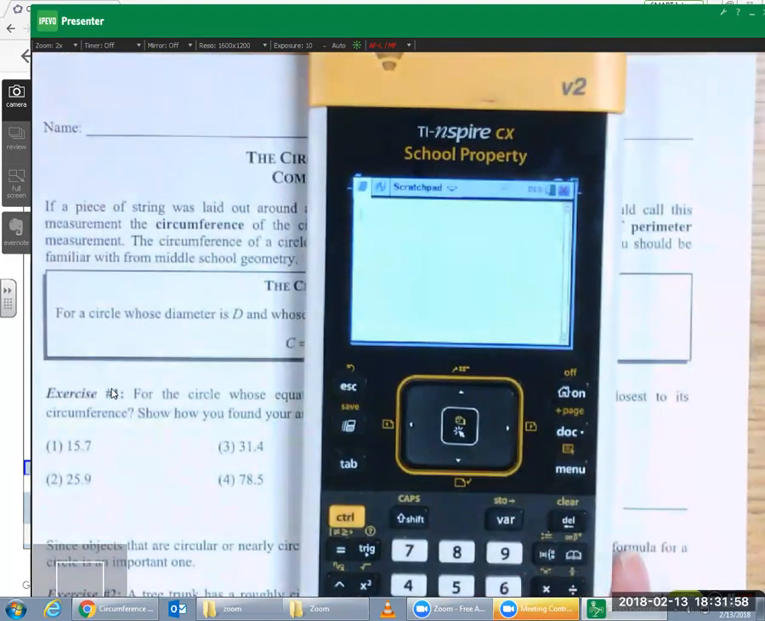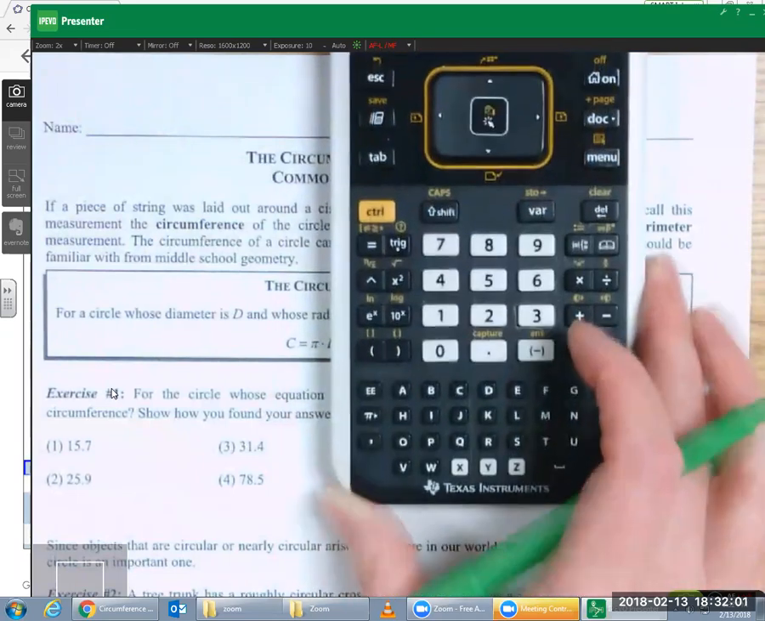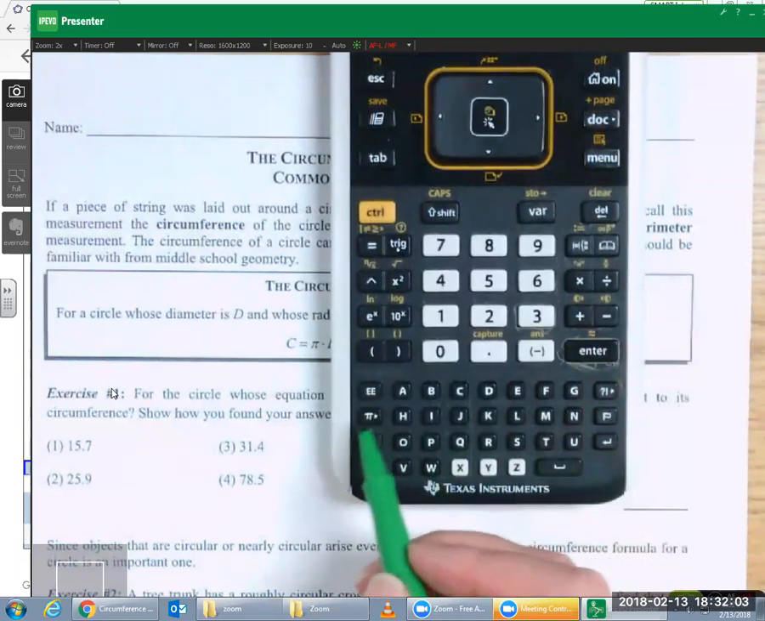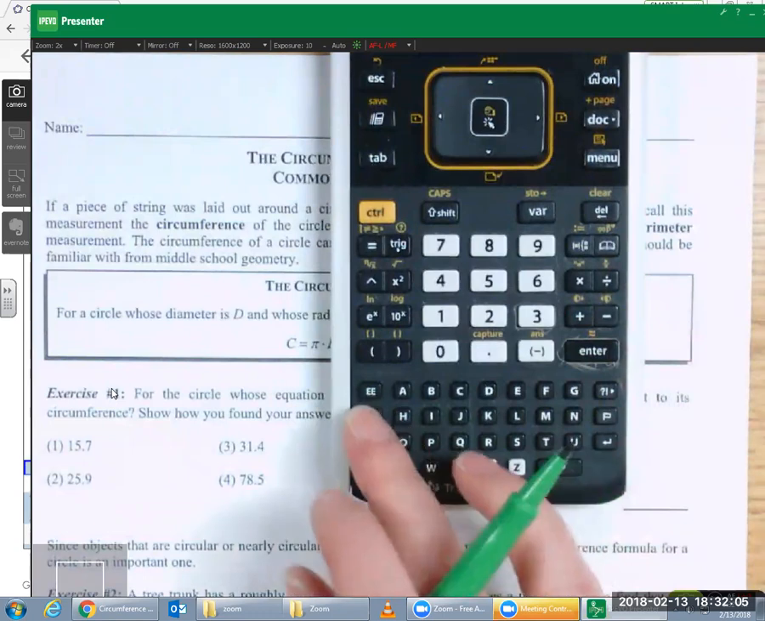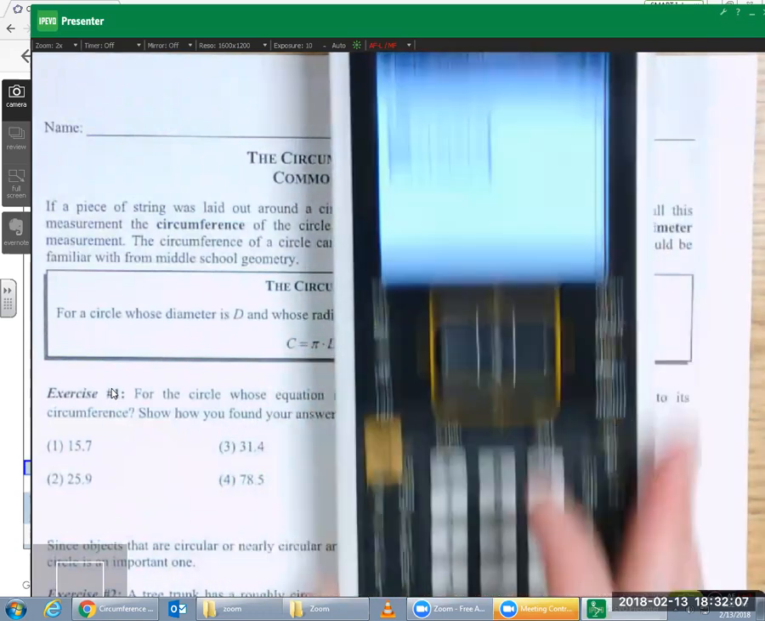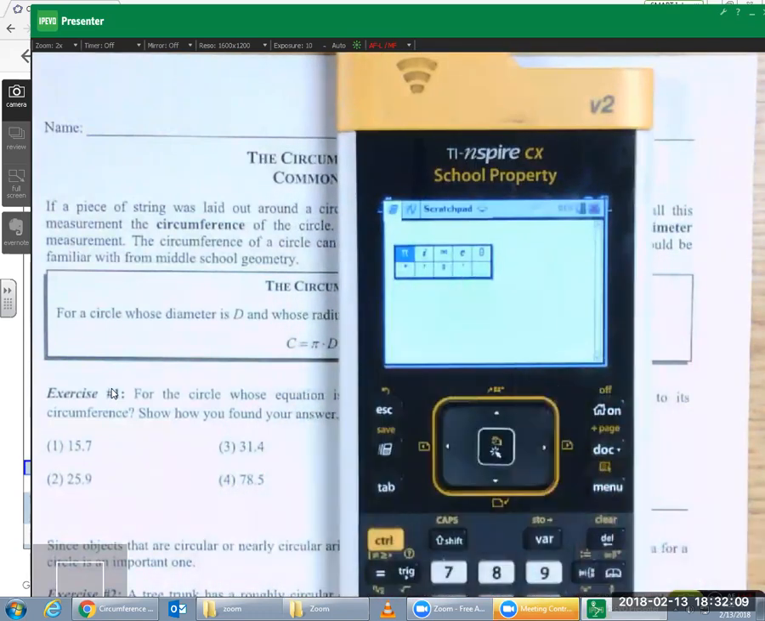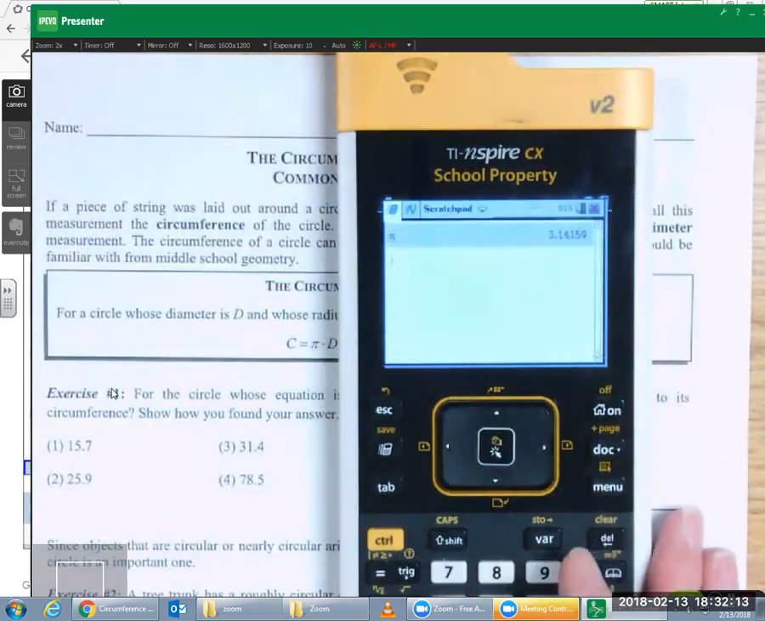So if you don't know where your pi button is, it's going to be down here. It's right here on the alpha keypad. There it is. You hit that button, and you end up with this little menu, and pi is the first thing. So you just hit enter, and you can get pi in your calculator, which we know is about 3.14, and a little bit more than that.